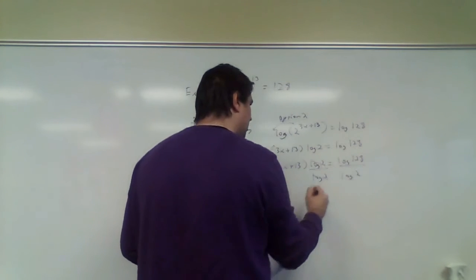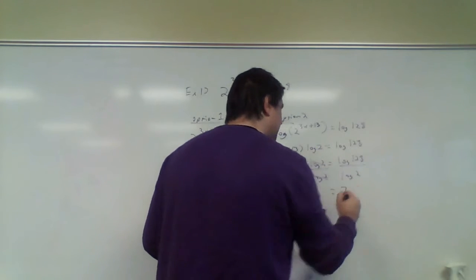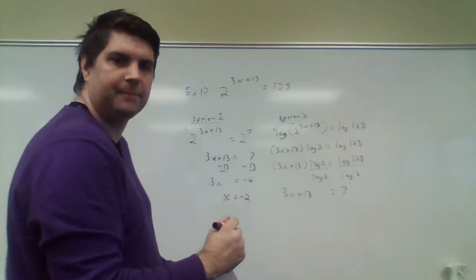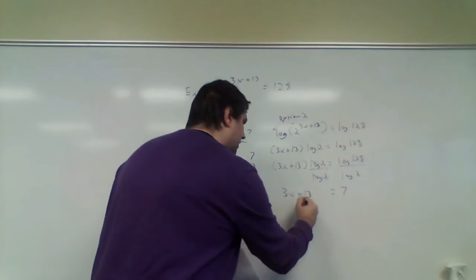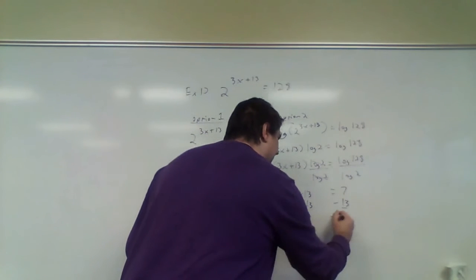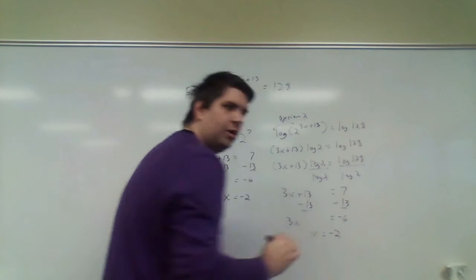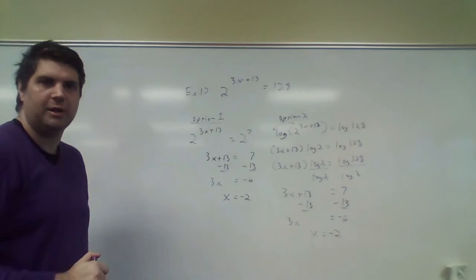So these cancel. 3x plus 13 will equal 7. Your calculator can tell you that. And then you subtract 13. 3x equals negative 6. When you divide off that 3, x equals negative 2. Either way, you get the same answer.